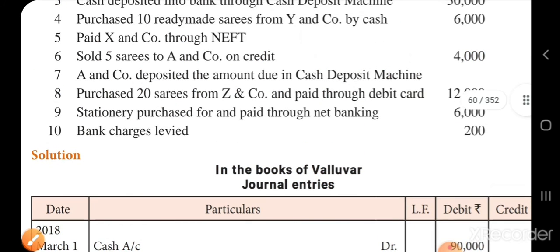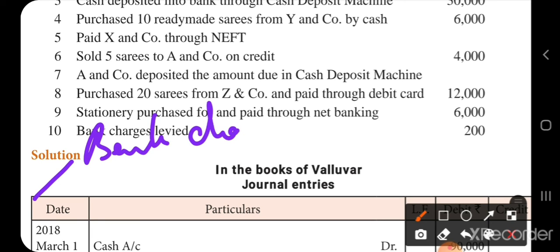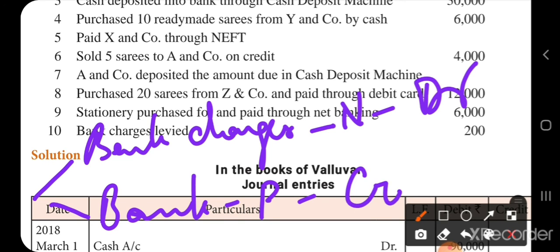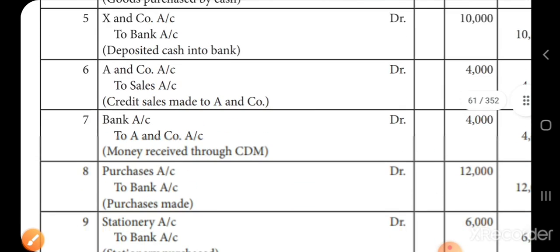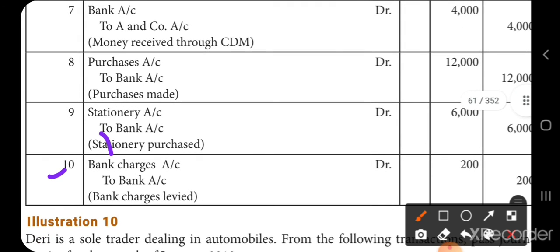The next transaction, bank charges levied. What are the two accounts involved? Bank charges, and this bank charges is an expense, isn't it? So it is a nominal account and the payment is made through the bank. So bank is a personal account. Now apply the rule, debit all expenses and losses and credit the giver. So the entry will be bank charges account debit to bank account.